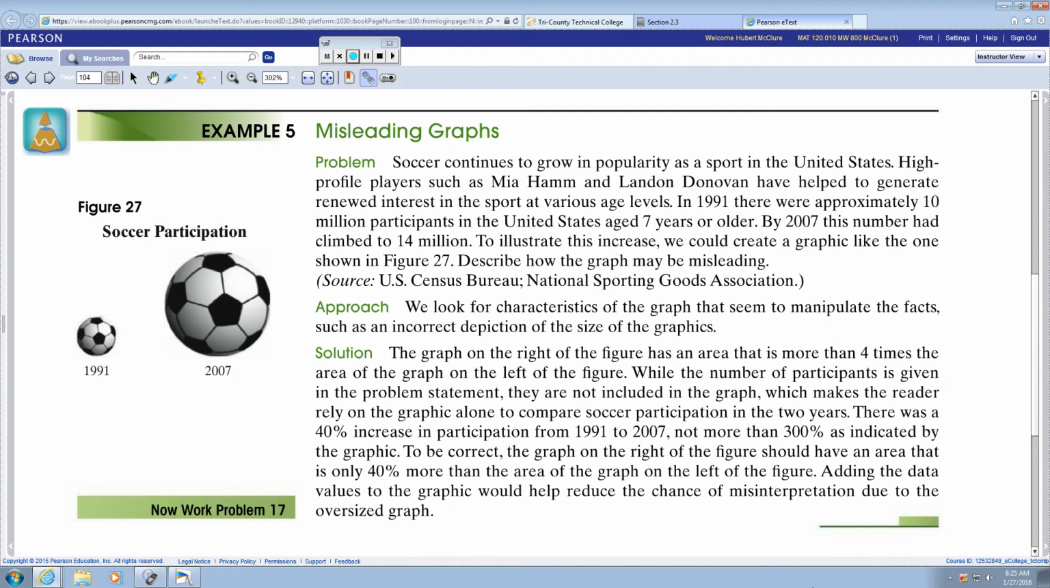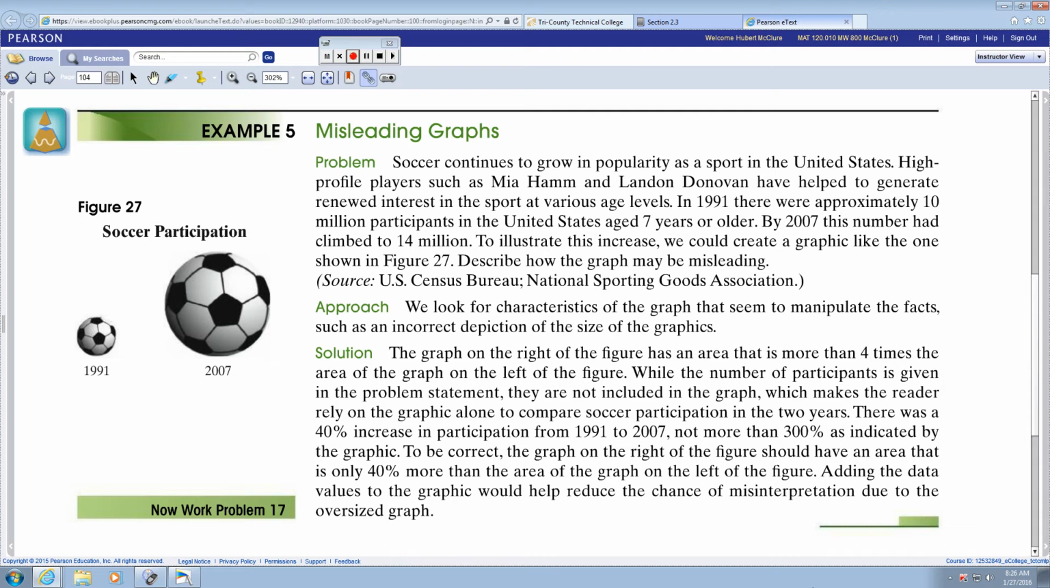All right, now what's wrong with this? What's wrong with this? Somebody tell me. Well, there are no numbers. Honestly, you have to have your numbers on the graph somewhere. What else? The scale is way out of whack.